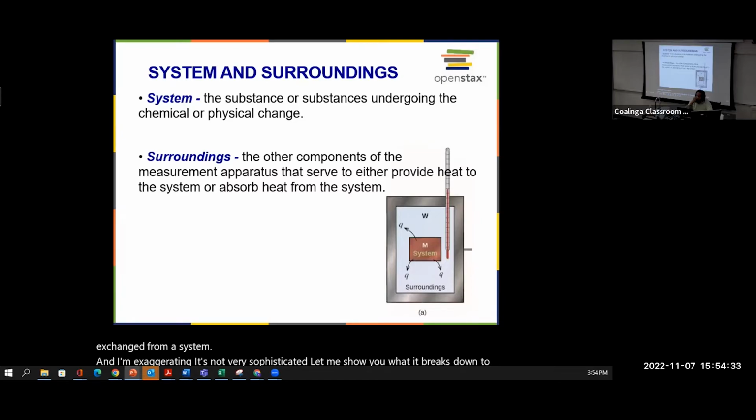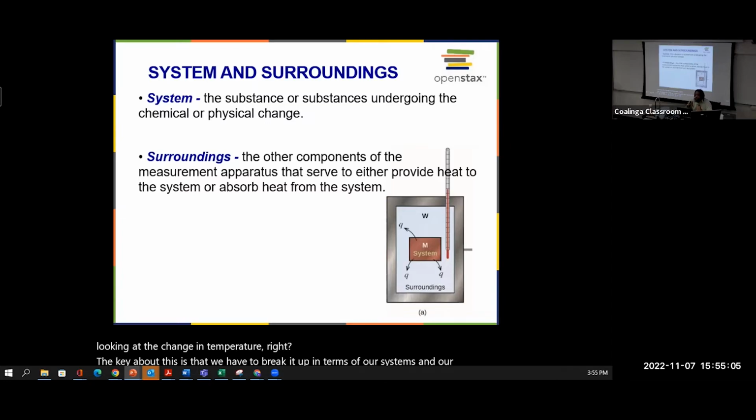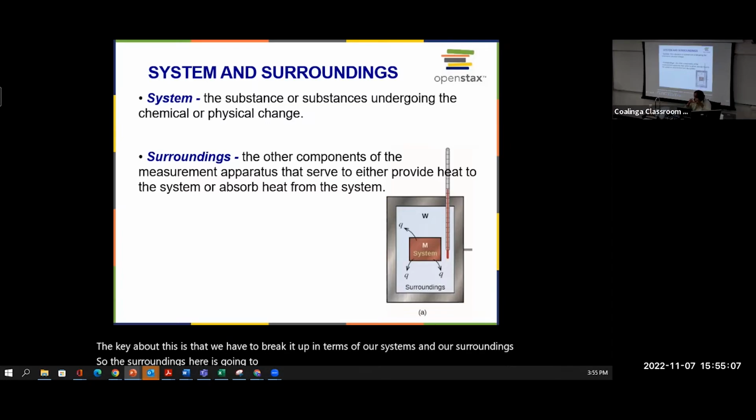So here is a rudimentary calorimeter. This represents our calorimeter. You have a thermometer, you have water, and you have metal. The metal that's dropping in is going to be the heat source. The thermometer serves as our means of measurement because it can show a change in temperature. The key is that we have to break it up into our system and our surroundings. The surroundings represent the water that's surrounding it. The metal itself represents the system that we're actually looking at, going through that physical change.